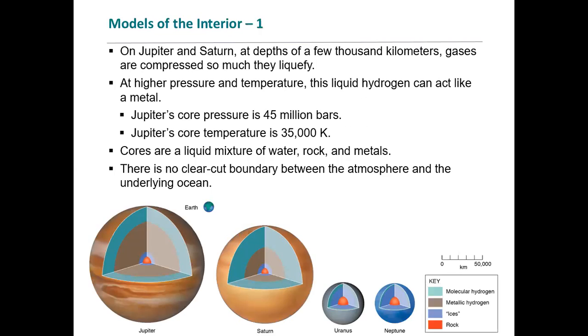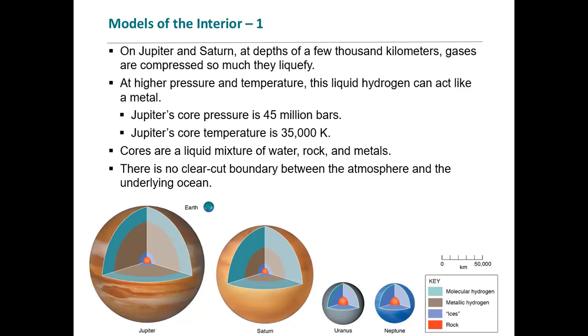You don't see hydrogen in molecular form, and you certainly don't see metallic hydrogen anywhere, but molecular hydrogen, you only see that around Earth. You don't see that in outer space usually. So on Jupiter and Saturn at depths of a few thousand kilometers, the gases are compressed so much that they actually liquefy, and you actually get metallic hydrogen.